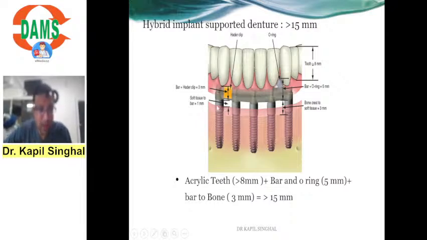So, 3 mm again of soft tissue here. The bar that is there in a hybrid denture is around 5 millimeters. So 3 plus 5, 8, and the acrylic teeth above this bar are around 8 millimeters. So 8 plus 8, 16. So it means when I want to make a hybrid implant supported denture, I need a space of more than 15 millimeters. Then only I can make it. Otherwise, I cannot make it. So please remember by heart, for a hybrid implant supported denture, the space required is more than 15 millimeters.